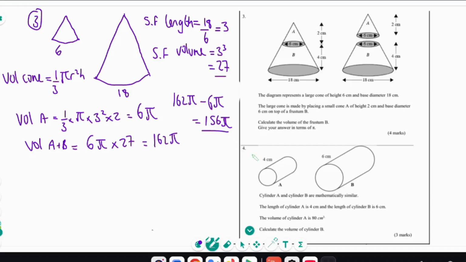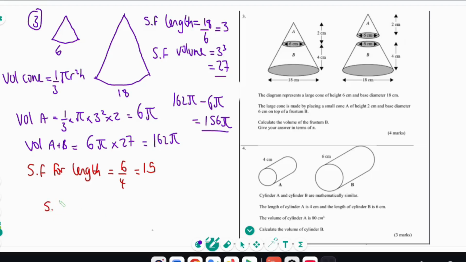Okay, question 4. Cylinder A and cylinder B are mathematically similar. The length of cylinder A is 4 centimetres, the length of cylinder B is 6 centimetres. So I'm just going to find a scale factor for length, which is 1.5. The volume of cylinder A is 80 centimetres cubed. Calculate the volume of cylinder B.